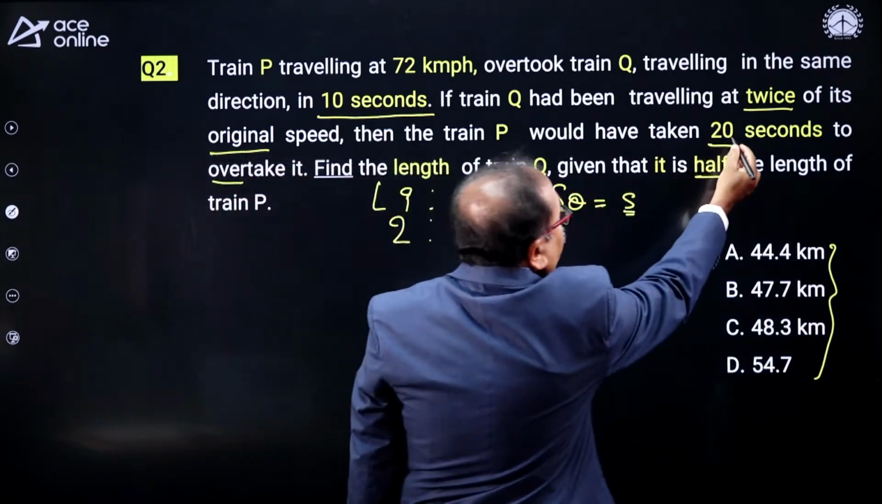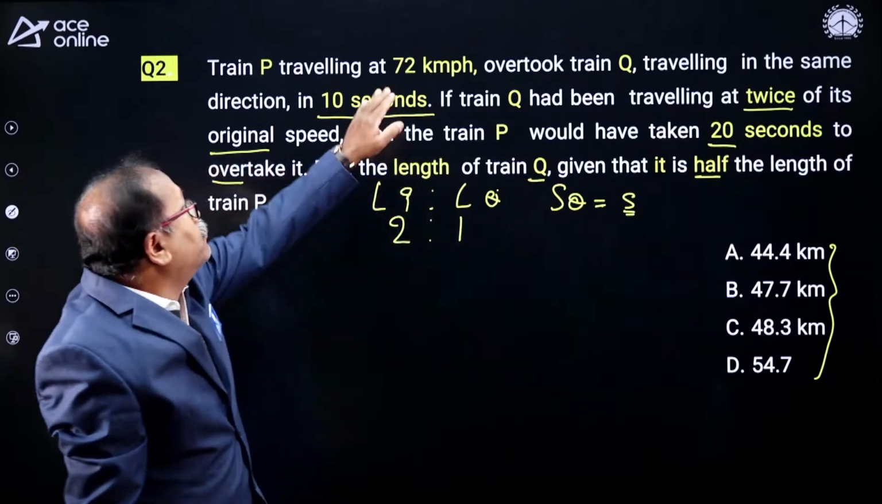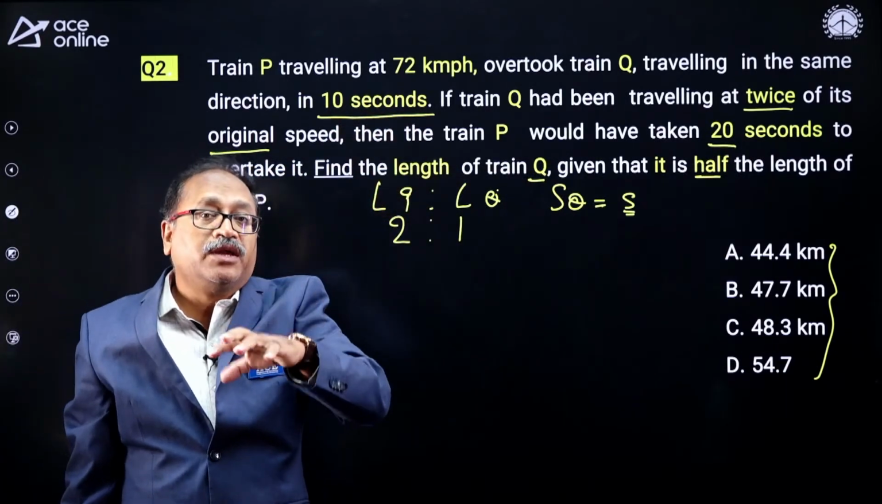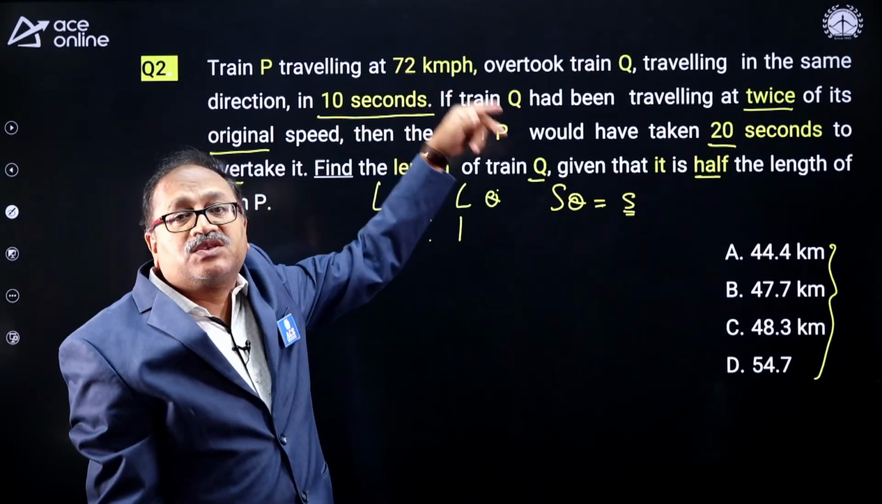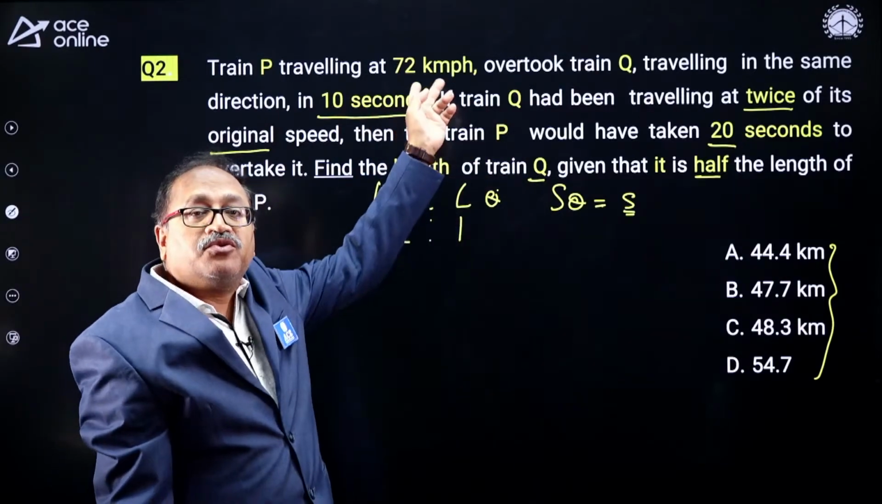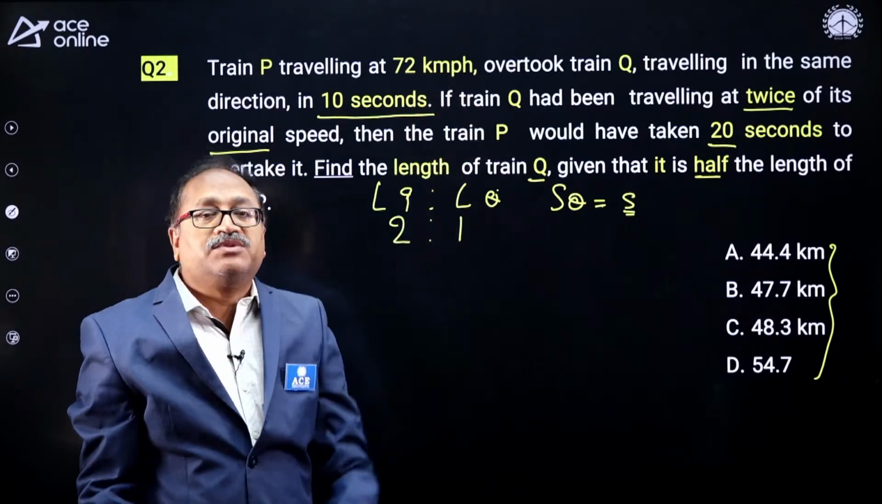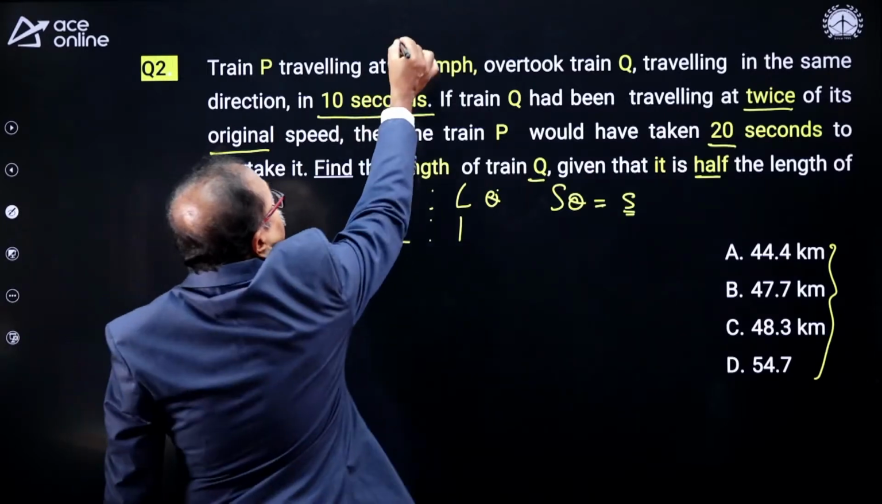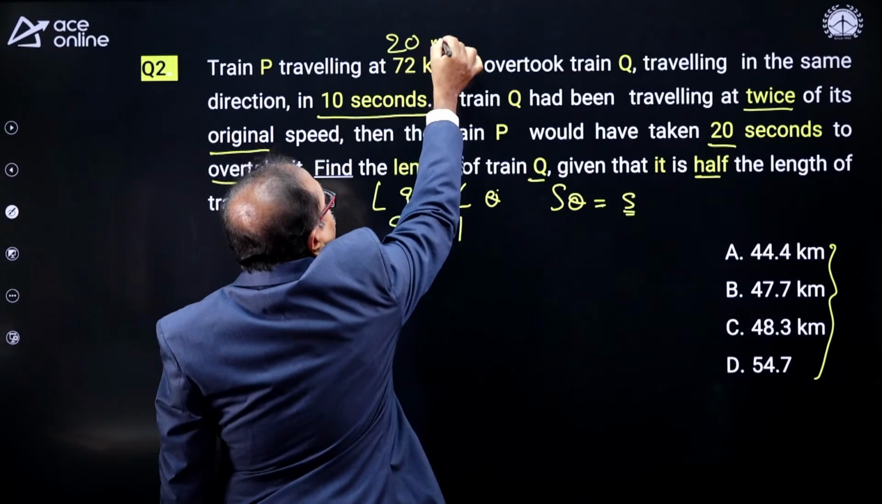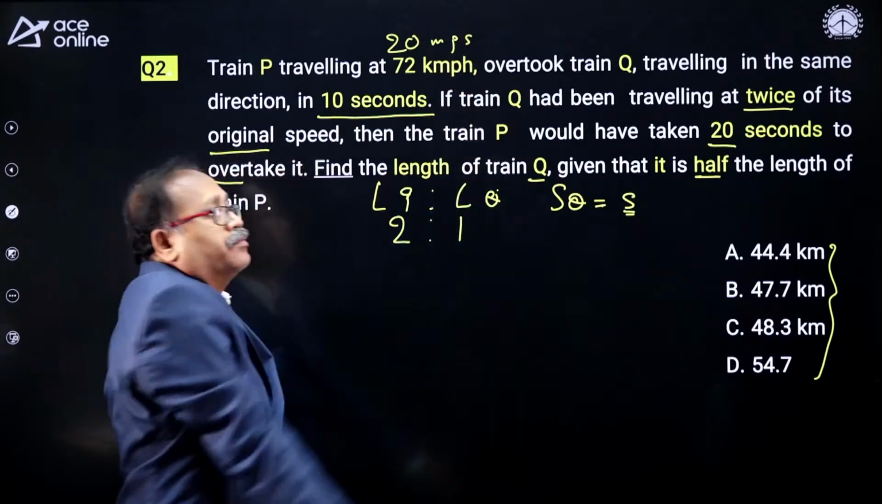Now, as the time is given in seconds, I need to convert this 72 km per hour speed into meters per second. We all know for that we multiply by 5 by 18. So 72 into 5 by 18 comes to 20 meters per second. So we know the speed over here is 20 meters per second.